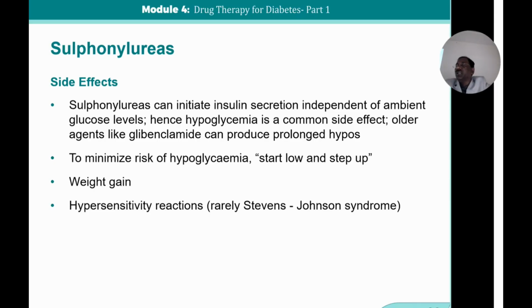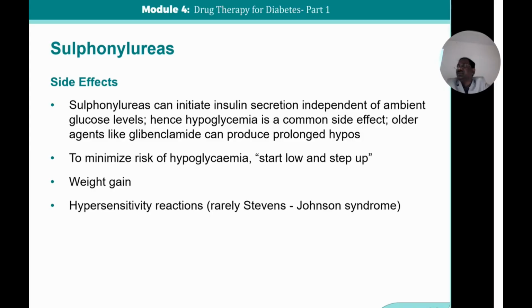So if you want to use glimepiride, don't use 4 mg a day. Start with 1 mg, or even 0.5 mg is also available. At least you can start with 1 mg. You wait for 1 week or 10 days. And again, if the blood sugars are not under good control, you can go up to 2 mg, then 3 mg, then 4 mg, etc.